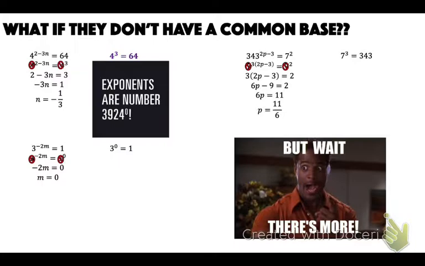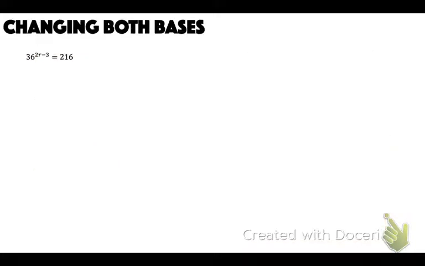There's more. Okay, this one. So we have 36 to the 2r minus 3 equals 216. Now, if you check this, so if we go through 36, well, 36 squared is 1,296, so that's already too big. So then we need to go back and think, okay, well, could I just change both bases? And I figured out that 6 squared is 36, and then 6 cubed is 216. So we're going to use a base of 6 here.